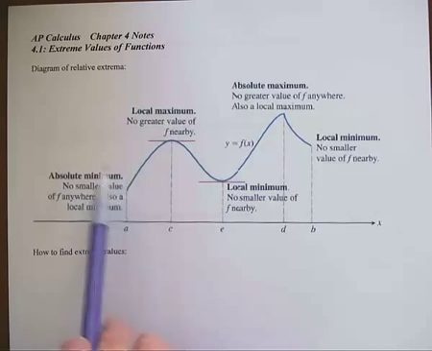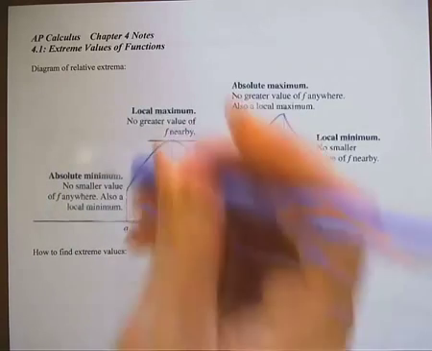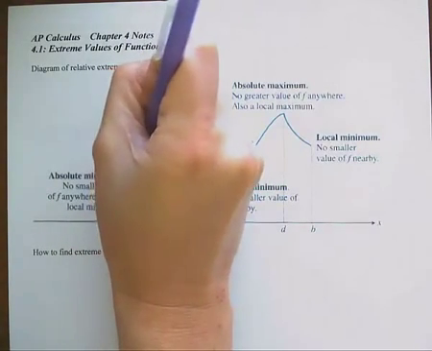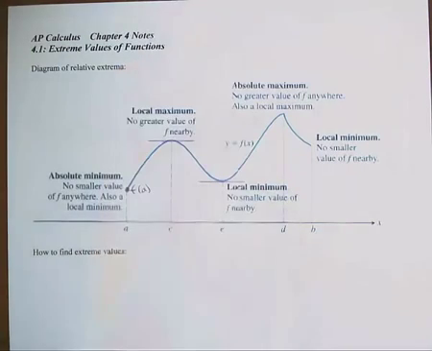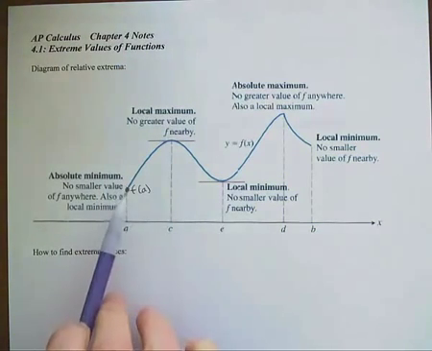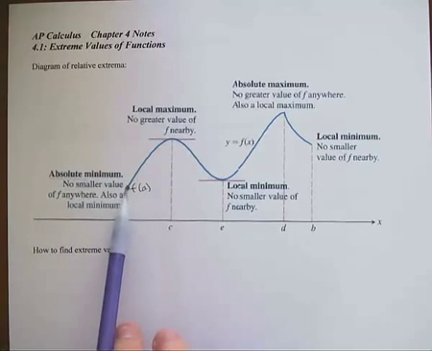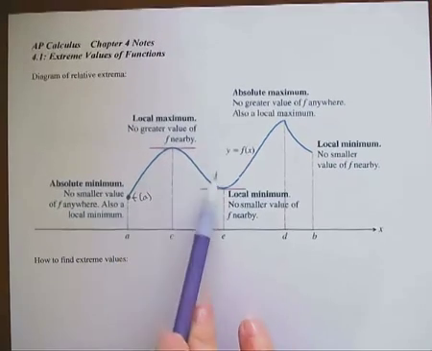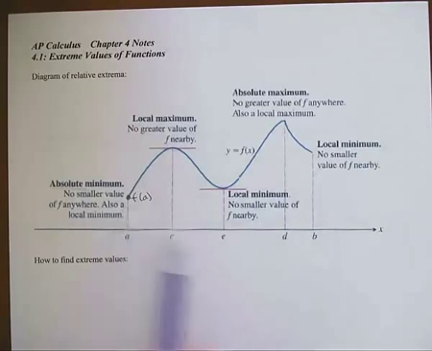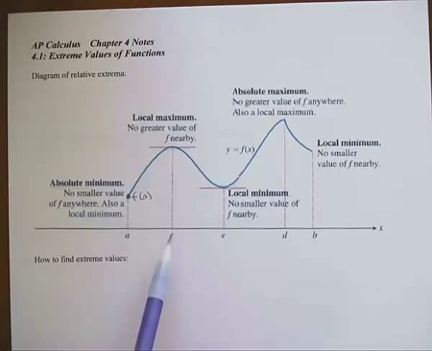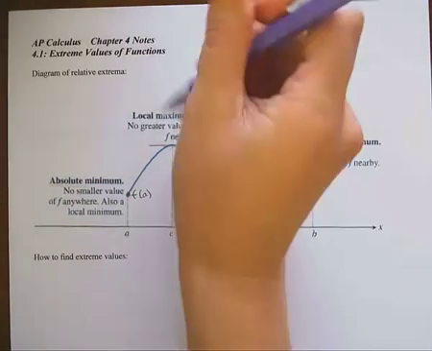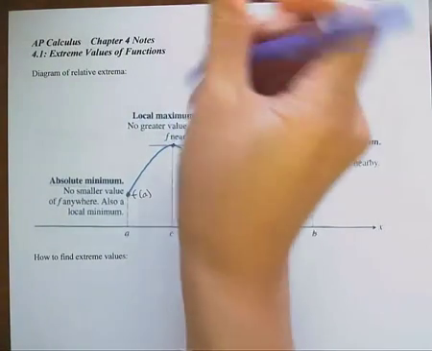So starting over here on the left, we have an absolute minimum right here at f of a. That's your absolute minimum. What makes it absolute is that it's the smallest of all the y values over the whole interval from a to b. Then we come over to where x is equal to c, and we have this value up here called f of c.